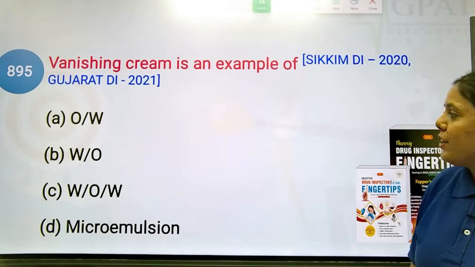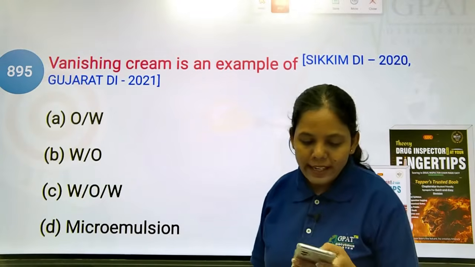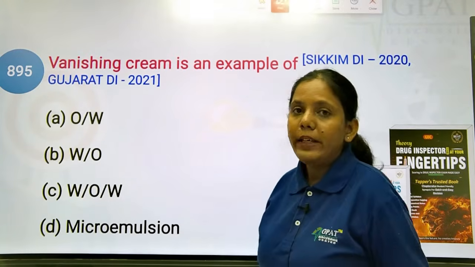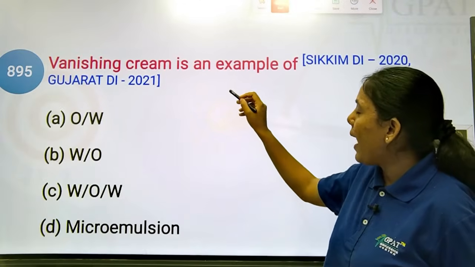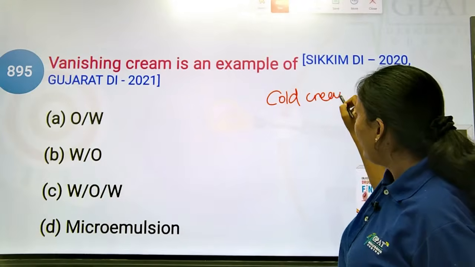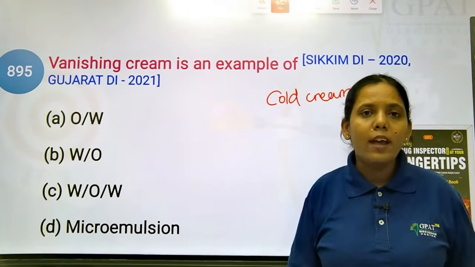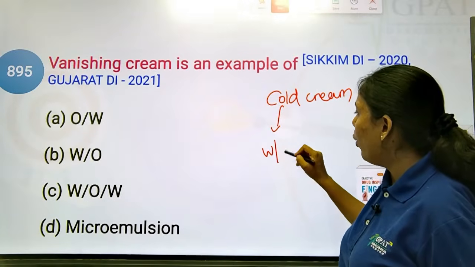Next is vanishing cream, an example of emulsions only, as I told you. But vanishing cream and cold cream, there are two of them. Cold cream is also an emulsion only, but one is W by O and another one is O by W. Remember, cold cream is your W by O emulsion.